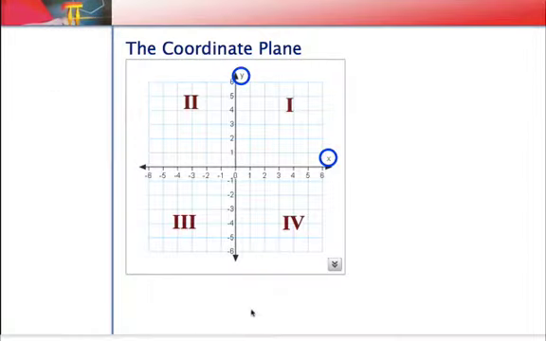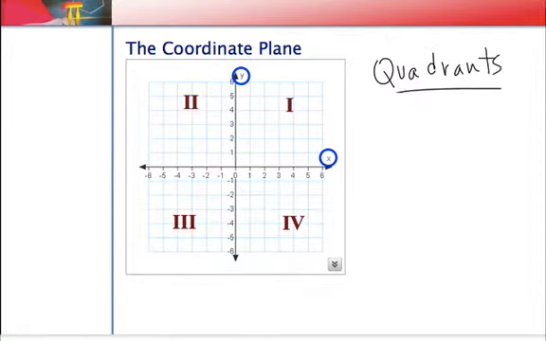So let's get started. A little bit of review in case you have forgotten this. The quadrants in the coordinate plane go 1, 2, 3, 4, and they go in a counterclockwise manner. Okay, so these are our quadrants. Don't forget the x-axis goes horizontally and the y-axis goes vertically.